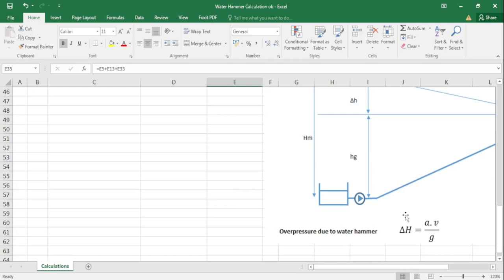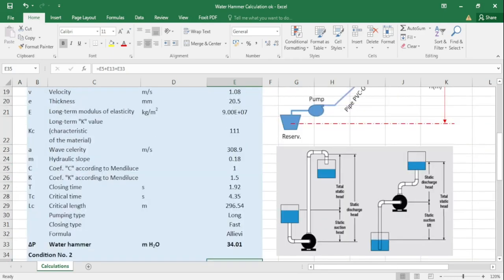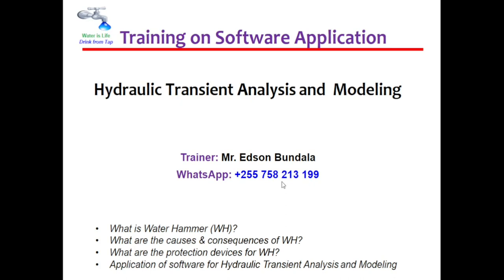So friends, I welcome you to this course which I offer. I'm offering a course on hydraulic transient analysis and modeling using software. In this course you will know what water hammer is, what the causes and consequences of water hammer are. Also, you will know the protection devices for water hammer.